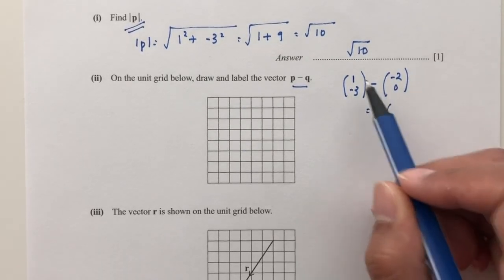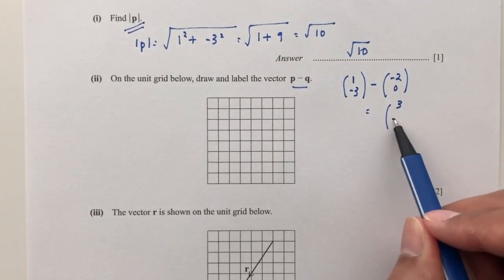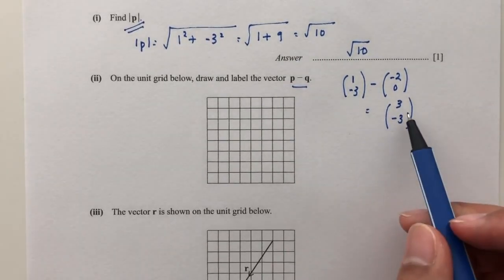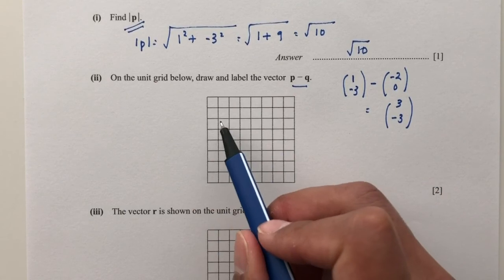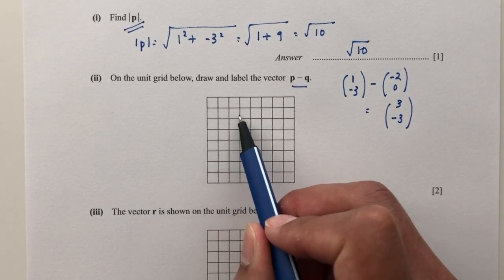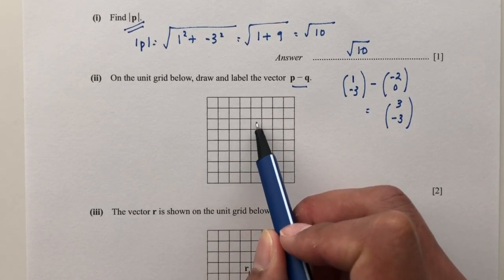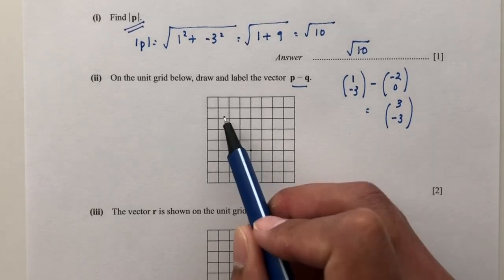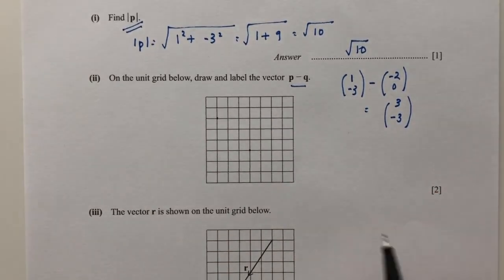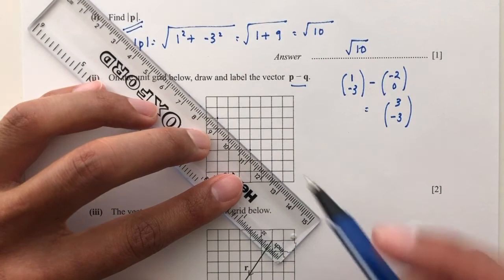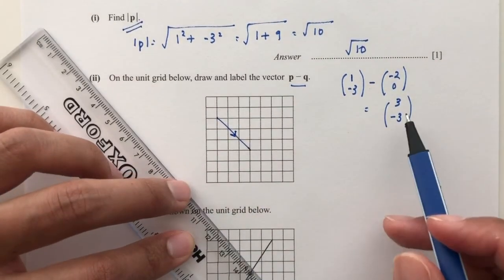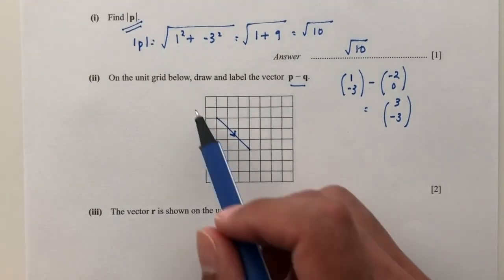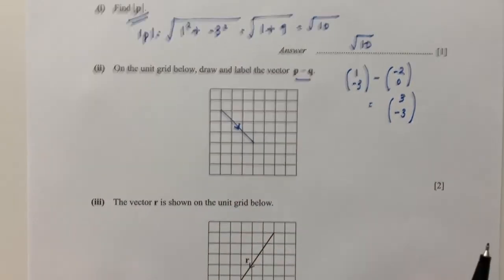That will be 1 plus 2, which is 3, and -3. So let's draw (3, -3). Let's start here. For example, you can start anywhere if you want to. So 1, 2, 3. 1, 2, 3. So this to here. That will be your vector P minus Q, in this direction, (3, -3).